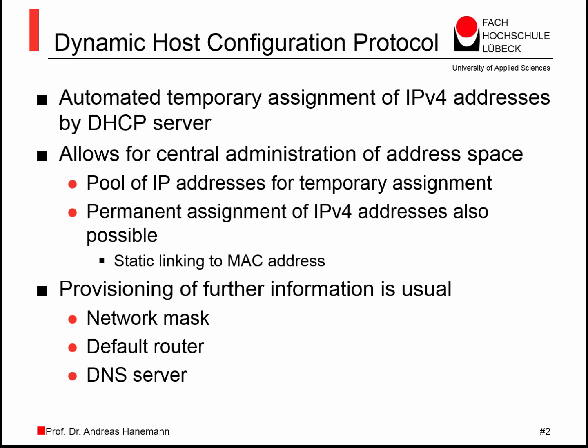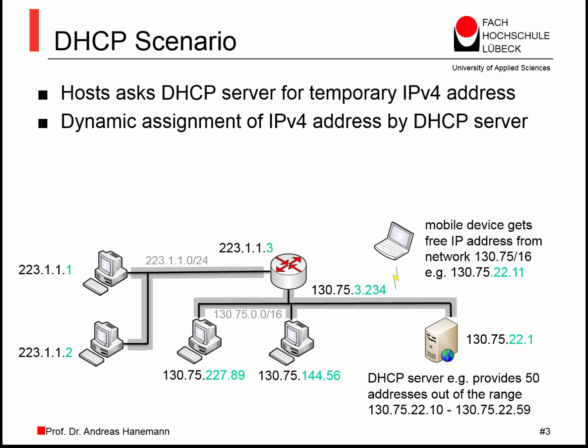Permanent assignments are also possible, in particular for servers. This is interesting so that they can be reached all the time using a well-known IP address. Such a permanent assignment is realized based on identifying the server via its MAC address. In addition to the IPv4 address, it is usual to provide additional configuration data such as network mask, default router, and DNS servers. In this slide, we see a simple example where an address pool is available. A mobile device that joins the network then gets one of the IP addresses from the pool.